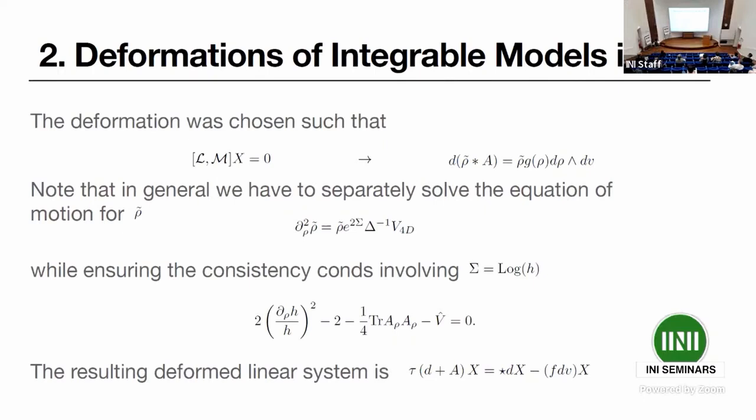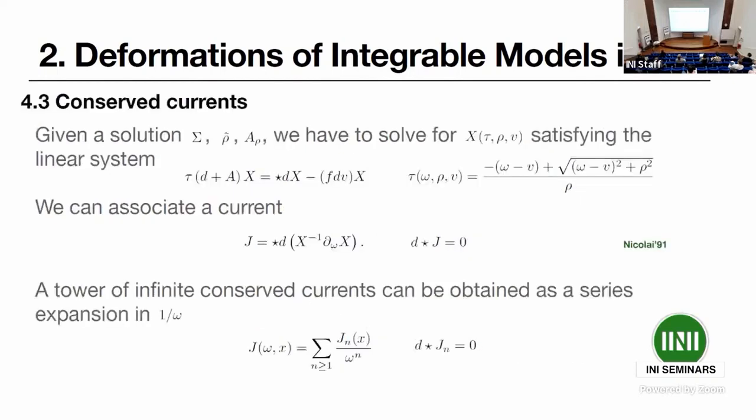The next question, of course, is you have some partial integrability. You should expect to be able to construct some sets of conserved currents. Basically, if you have a solution, sigma, rho tilde, a rho, etc., then you can solve for the x that solves the linear system. And then you can use that x to actually find some currents, no?